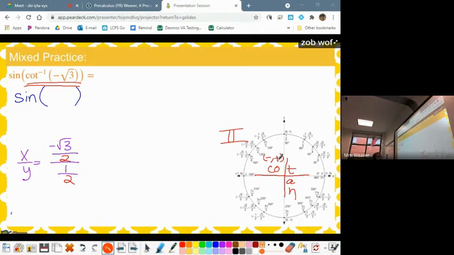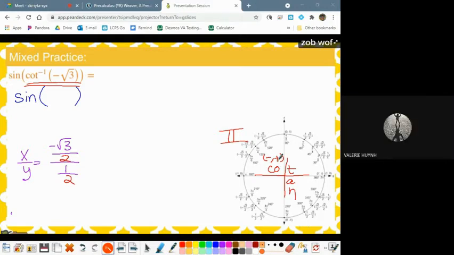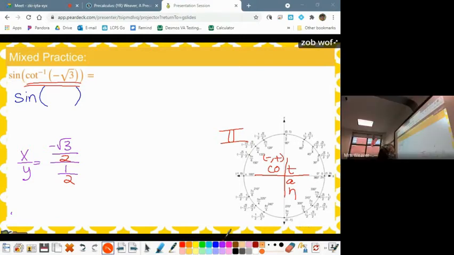Okay, so we're looking for the angle in quadrant 2, where my x value is -√3 over 2 and my y value is 1/2. Where is that, Valerie? That is at 5 pi over 6. It is. It's right here at 5 pi over 6. Okay, right here at 5 pi over 6.